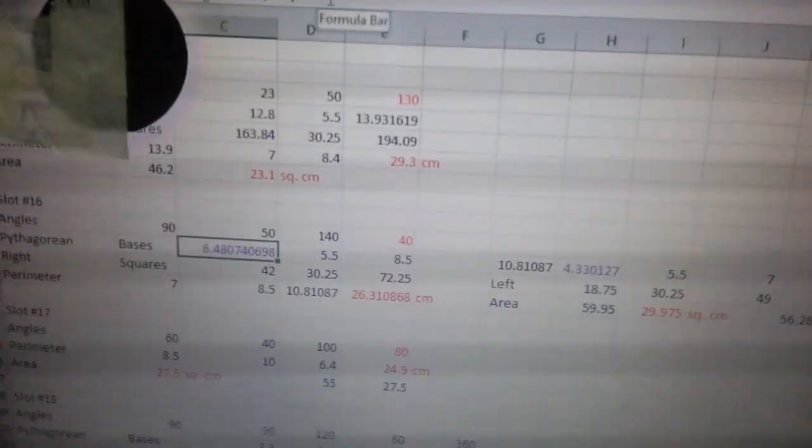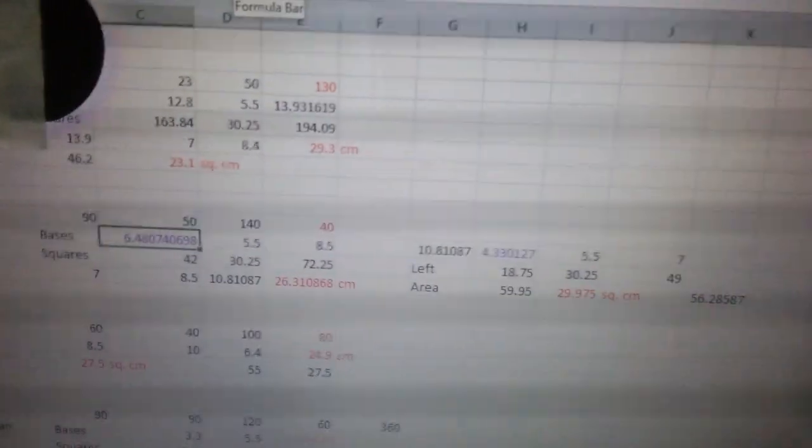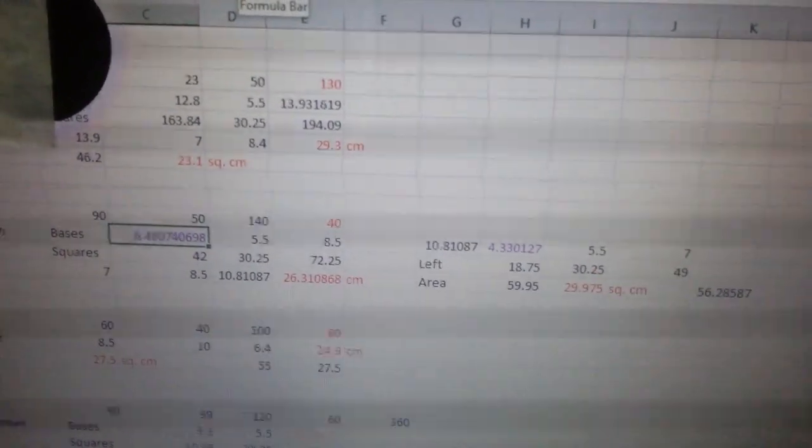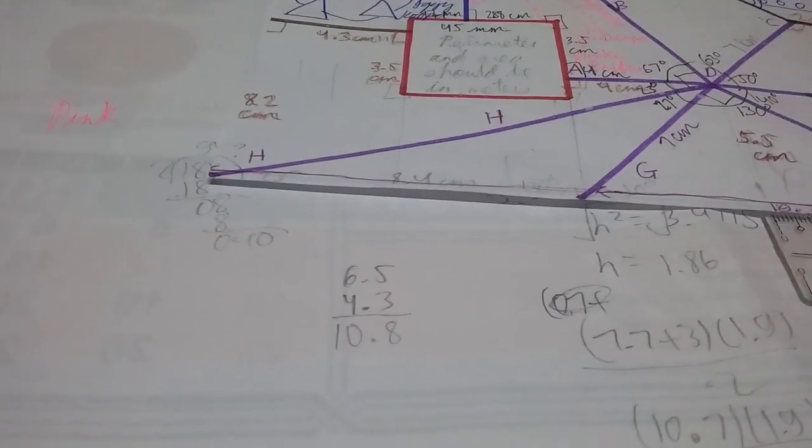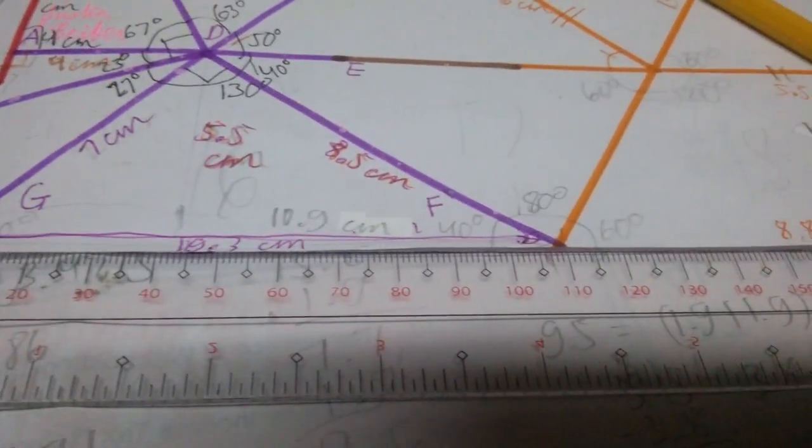In the first one, we got 4.3. In the second, we got 6.4. When we sum these, we should get 10.81 something. 10.8. So the entire base should be 10.8 cm. If you check with the ruler, 10.8, which is almost 10.9.